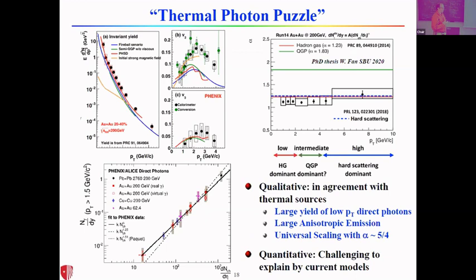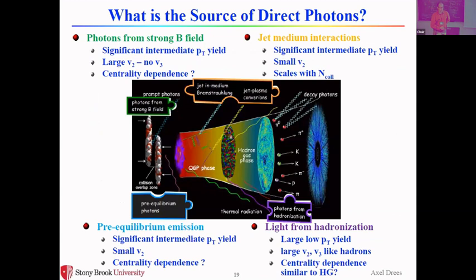Now that could be because in the common picture, there are some sources that might not yet be fully addressed. One is photons from the very strong magnetic fields in the very beginning. You would expect a significant contribution in the intermediate pT range, large v2, no v3. We're not sure what the centrality dependence would be. You have jet-medium interactions, which again would populate the intermediate pT range, small v2, and due to the jet interactions with the medium should probably scale like the number of collisions.